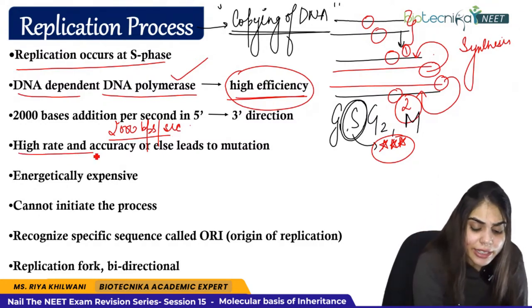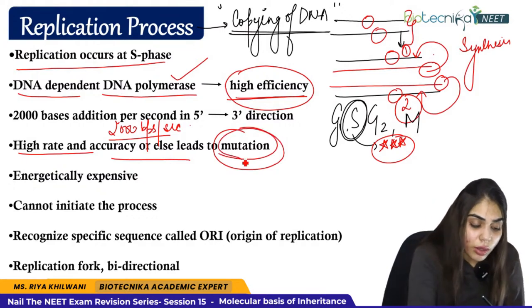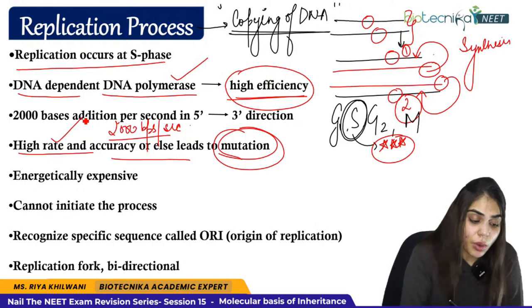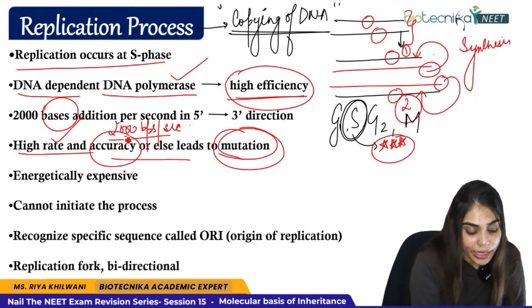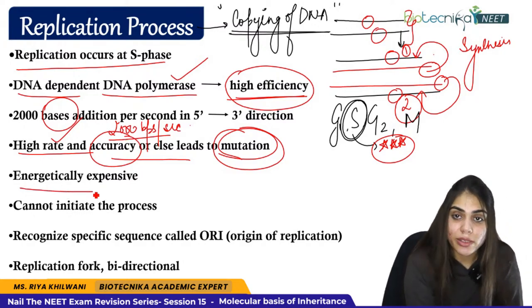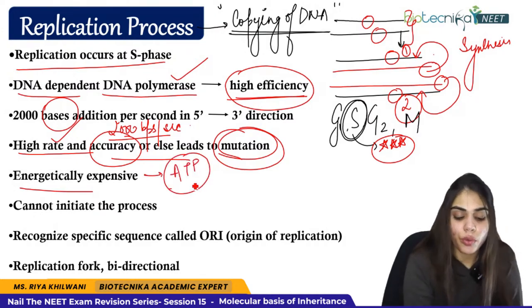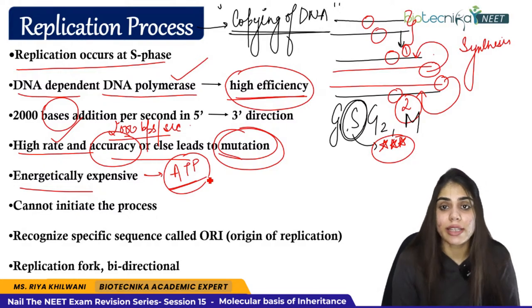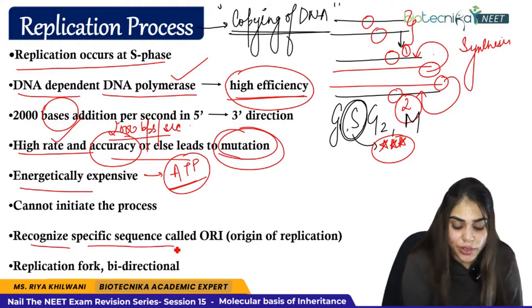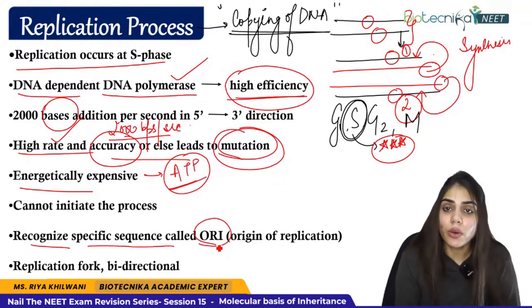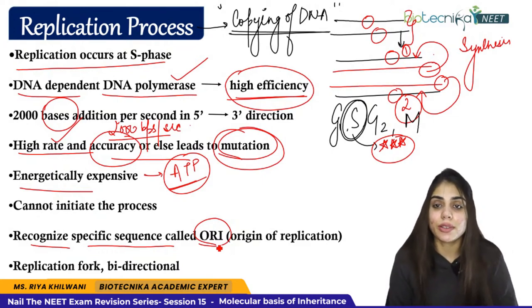So it has a high rate and accuracy, because if it does not have accuracy, it will lead to mutation. So it always has a high rate, and it also has that accuracy. It is energetically expensive. Why expensive? Because it requires energy in the form of ATP. That is why it is called an expensive process. It recognizes a specific sequence called ORI. What is ORI? ORI stands for origin of replication. And that is how the process of replication takes place.